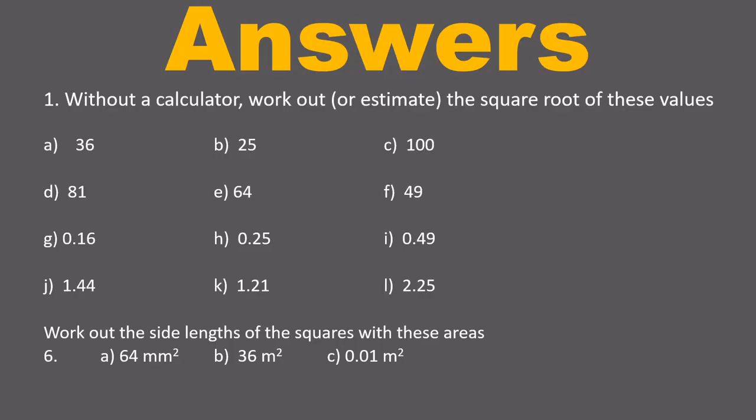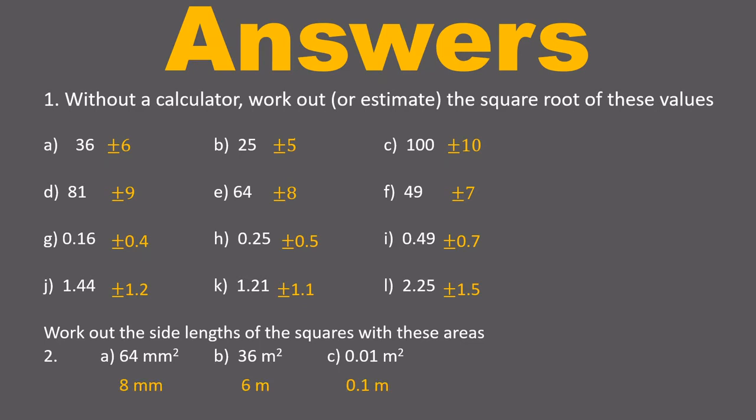For question 2, the side lengths should have the same unit of measure as the areas, but of course without the squared. So if the area is in millimeters squared, the side length is in millimeters. If the area is in meters squared, the side length is in meters. You don't need to convert your units of measure unless you're asked to.